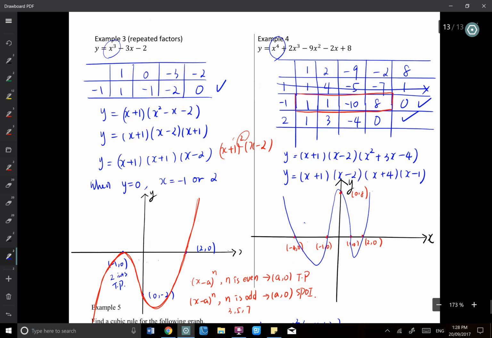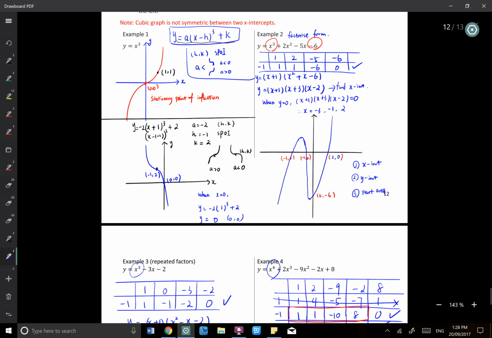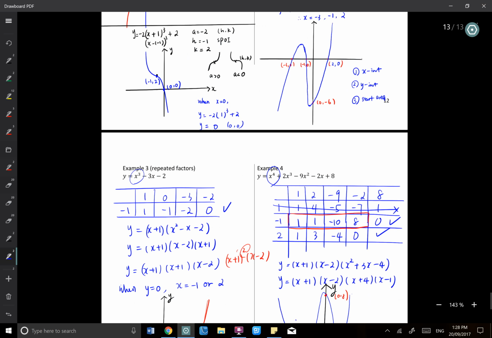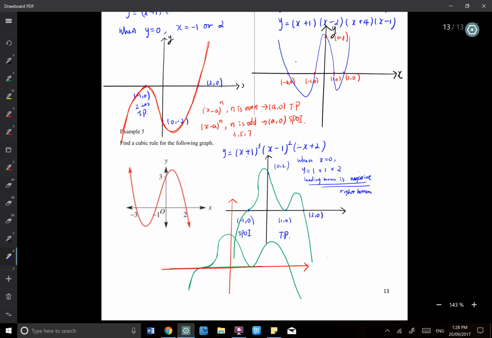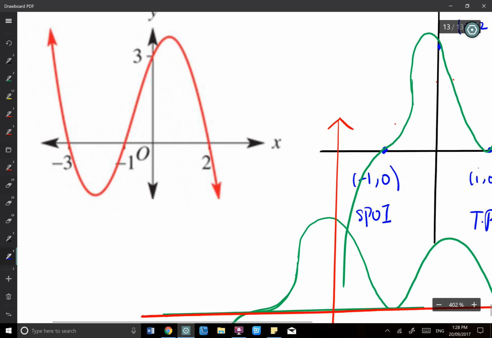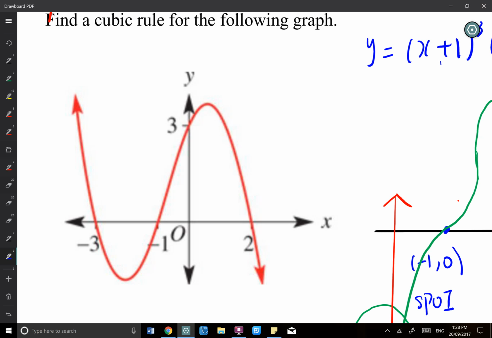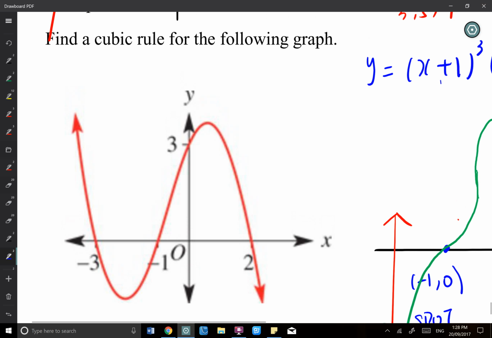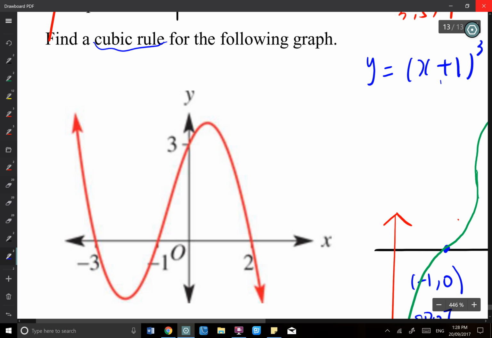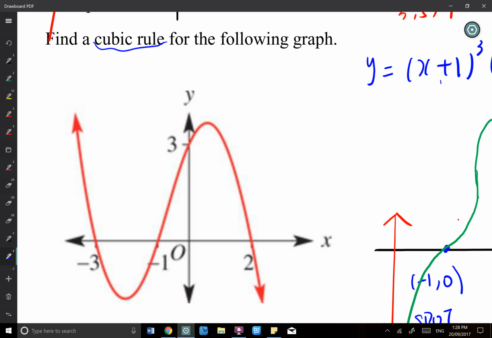That's how we sketch it. I'll use a lot of examples to show you how we sketch it. And let's go to the last one. This question is asking what is a possible cubic rule for this graph.